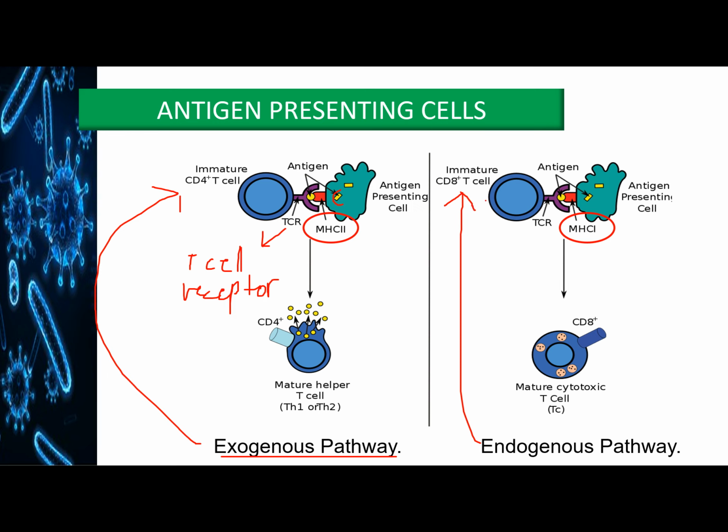Endogenous naman will deal with the CD8 positive. Same lang din, class, but this time, ang gagamitin nyo is MHC class 1. MHC class 1 will present it to the T cell receptor and it would cause your immature CD8 positive cell to become a mature cytotoxic T cell. So do take note of the different pathways, class, for CD4 and CD8 respectively.